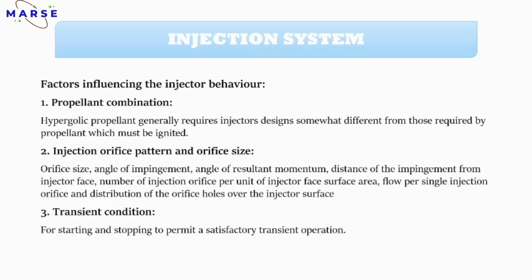So just imagine, guys, there are so many small parameters, and these factors will influence the injector behavior. Got it? Okay, next one is the transient condition. Transient condition means a middle condition, not exactly a fully ended condition, not exactly a starting condition. So for starting and stopping, to permit a satisfactory transient operation. So this also influences the injector behavior.